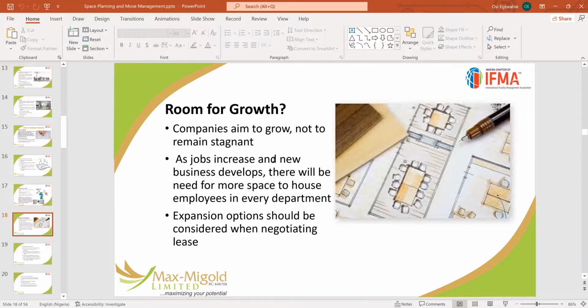Room for growth. Companies aim to grow, not to remain stagnant. As jobs increase and business develops, there will be a need to move to a bigger space to house more staff in every department. Expansion options should be considered when negotiating a lease agreement.